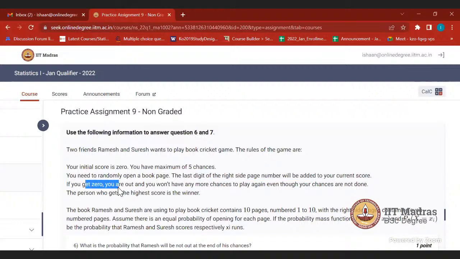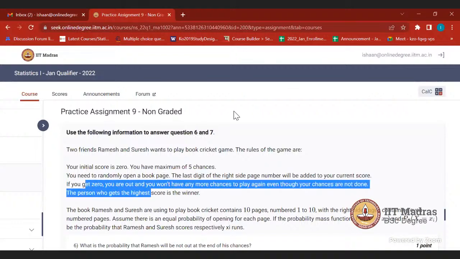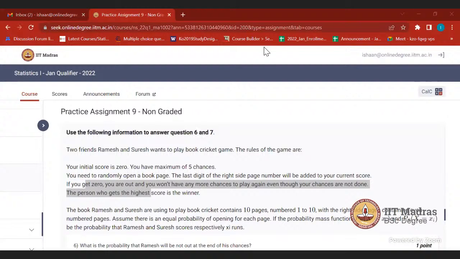And if you get 0, you are out. You won't play. So you'll be out if you get a 10. Numbered 1 to 10, so the possibilities are either you can score 2, 4, 6, 8, or out. These are the only 5 possibilities, right? If you look at the case, you have a maximum of 5 chances, right?